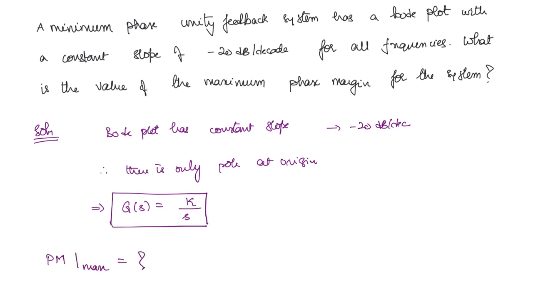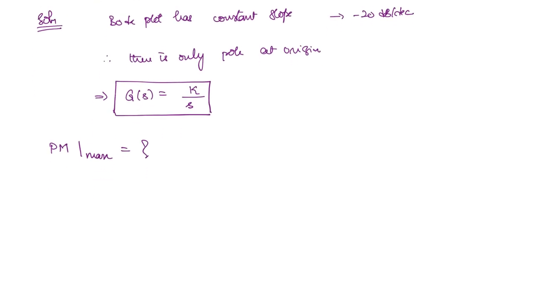First we will see what is the phase margin simply. Then we can worry about the maximum phase margin. So what will be the phase margin? This is going to be the phase at gain crossover frequency plus 180 degrees. So first you have to find out the gain crossover frequency. Then we'll have to find out the phase.